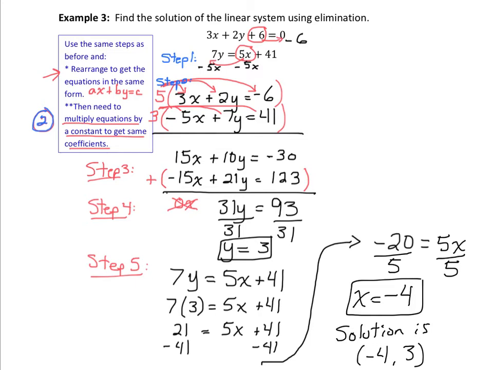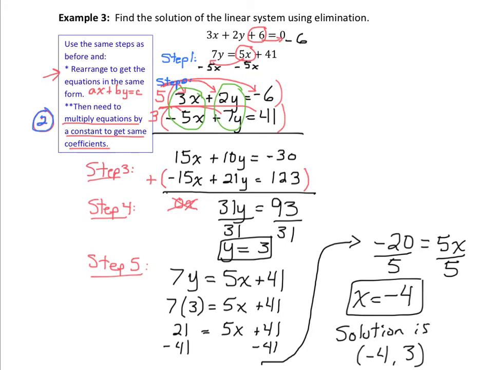intersection. I just want to point out as well that we didn't have to choose the x terms to get the same coefficient in front of them to eliminate the x term. We could have also chosen to eliminate the y terms, and then you would have been left with the x to solve for in step 4.